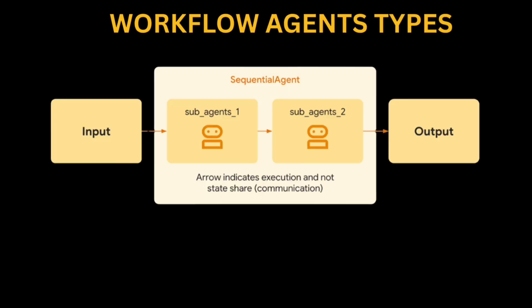Workflow agents are classified into three types. One, sequential agent. This agent executes its sub-agents one after another in a fixed order. As shown here, the input flows into sub-agent 1, which runs first. Once it finishes, sub-agent 2 is triggered. Sequential agent is ideal when you need a strict step-by-step pipeline like code writing, code reviewing, and code refactoring.